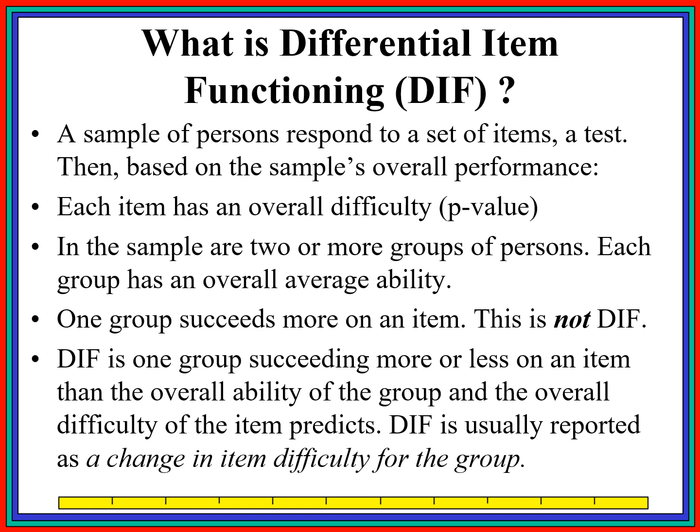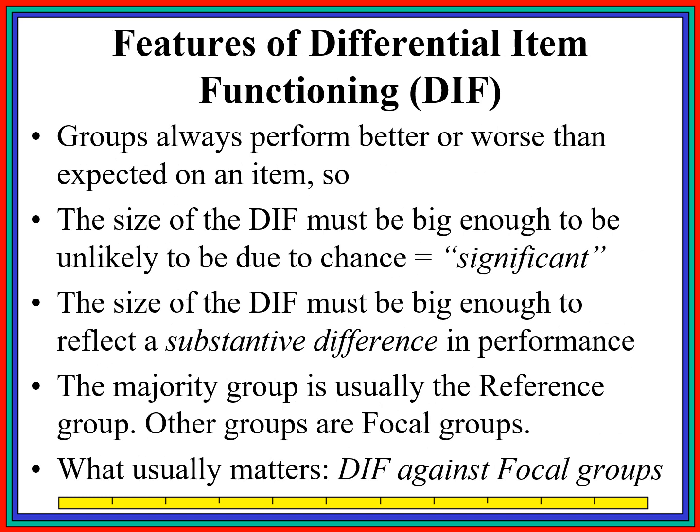The question is, did that group succeed more or less than we would have expected based on their overall performance, the people in the group and the difficulties of the items? If they didn't, then there is a change in the item difficulty for the group, and that is DIF. So, groups always perform better or worse than expected on an item.